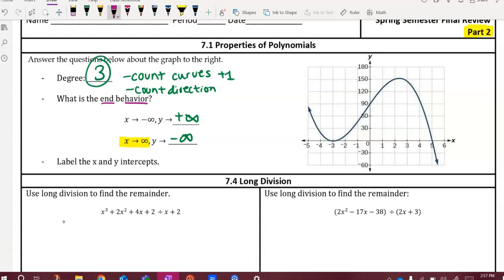And the last one here is to label the x and y intercepts. X-intercepts are where the graph crosses the x-axis, and y-intercepts are where the graph crosses the y-axis. So here we have a y-intercept at (0, 90), and we have two x-intercepts, one at (-3, 0) and one at (5, 0).